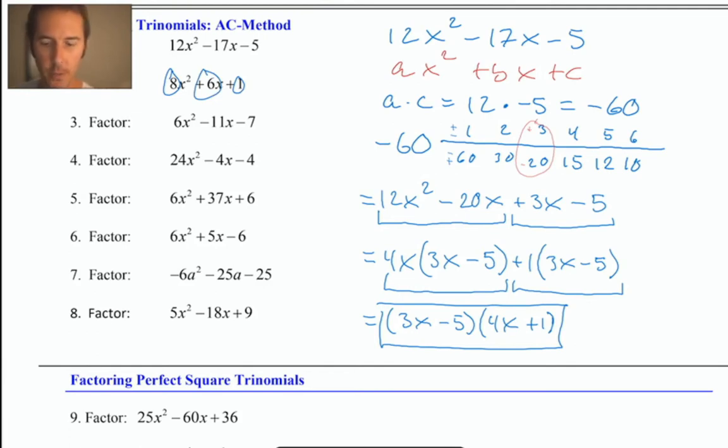Where's another one that just jumps out at me? Look at this one. What's 6 times 6? 36. So 36 is going to be your AC number. What's the first pair of numbers that multiply to 36? How about 1 and 36? Can you use those to make a 37? Absolutely. So you'll be able to factor it probably using the AC method. Where's another one? Well, you get the picture. 15 and 4.